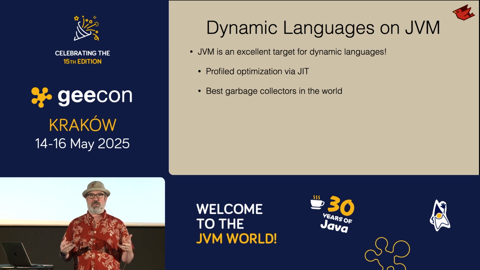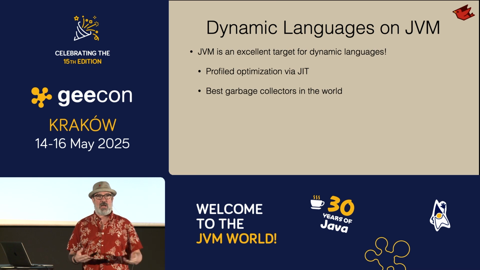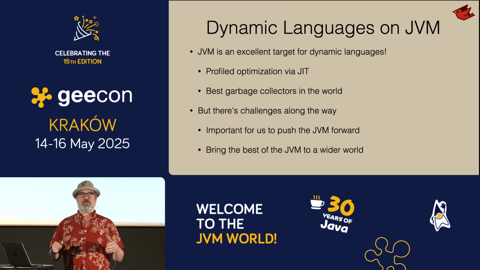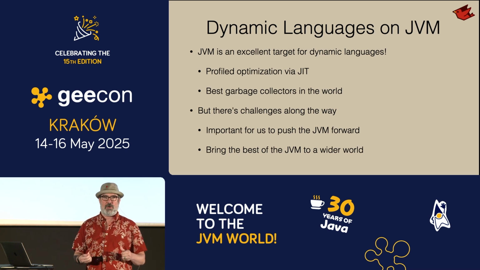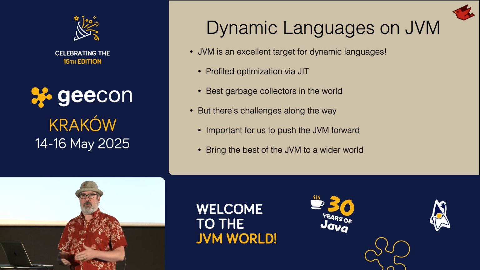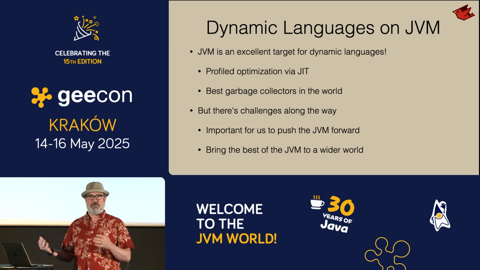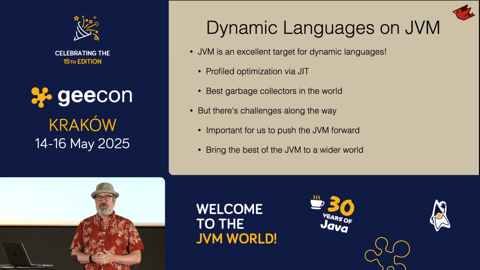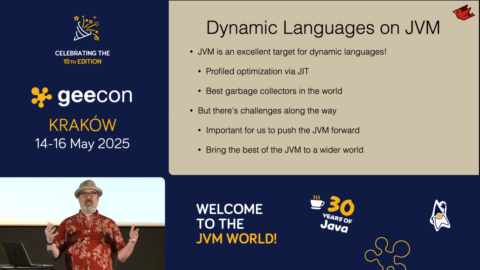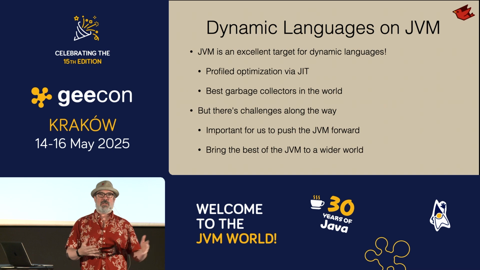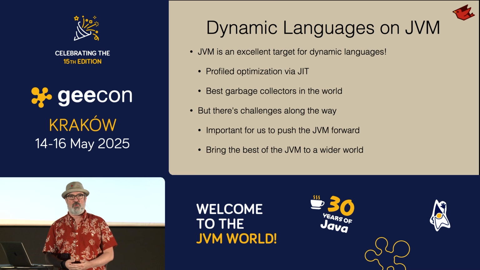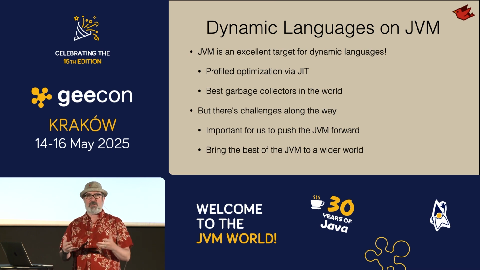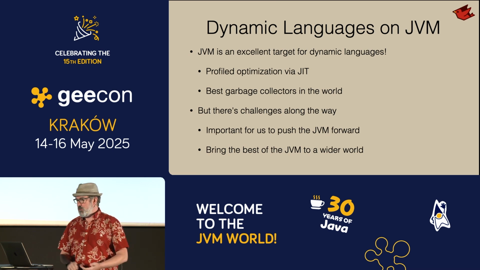Dynamic languages have traditionally struggled with poor garbage collection, poor memory management, and a lot of allocation, a lot of objects that they need to deal with. But there are some challenges along the way. And it's these challenges that have helped push the JVM forward. Us working on JRuby, other folks working on implementations of JavaScript and Python, we have pushed the edges of the JVM, and we've also been able to bring the JVM to a much wider world. There's an entire community of Ruby developers out there that know what the JVM can offer because of projects like JRuby. And that's good for us as Java developers and JVM users, and it's good for the wider development world.